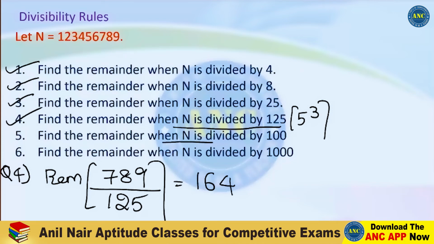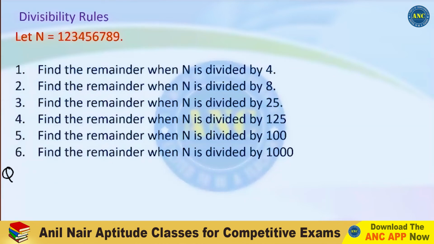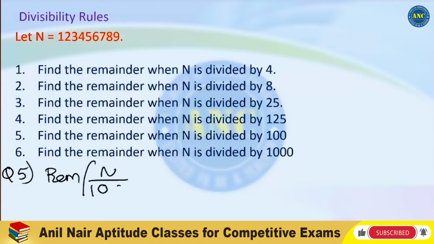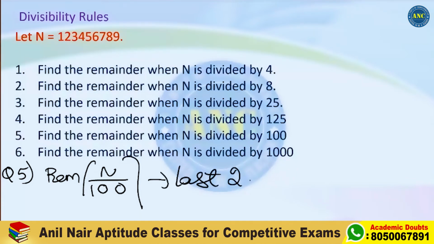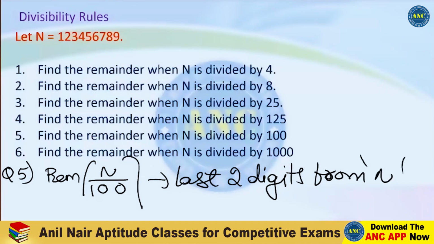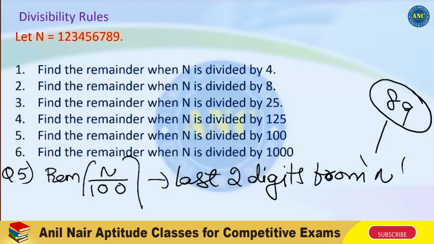Find the remainder when n is divided by 100. 100 means last 2 digits. When you divide a number by 100, what you have to do is just take the last 2 digits from n. Last 2 digits from n is nothing but the remainder. Last 2 digits is 89. Answer for this question is 89.